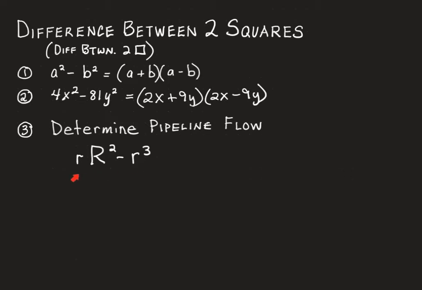This does not look like the difference between two squares. The small r is not squared here. The small r is cubed here. We have one square in place. What do we need to do? Or rather, what do we need to do first?